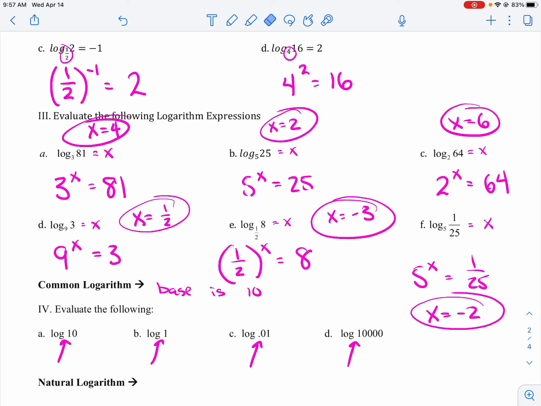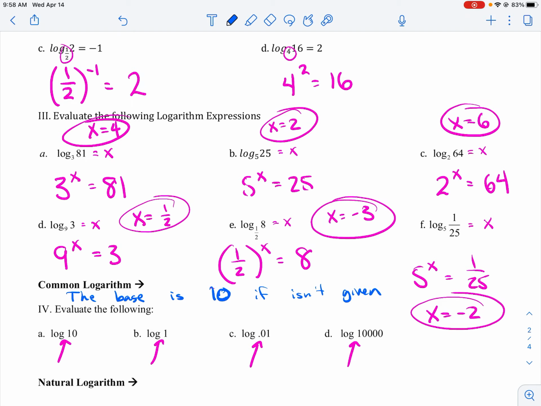Let me write this in a different color here, so it stands out a little better. The base is 10 if it isn't given. Okay, so common logs is pretty much what your calculator uses.